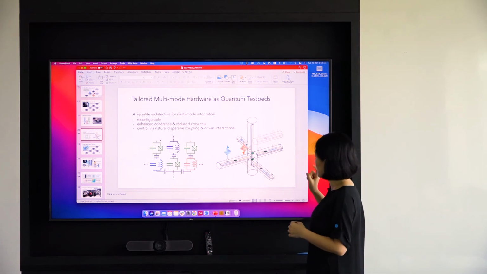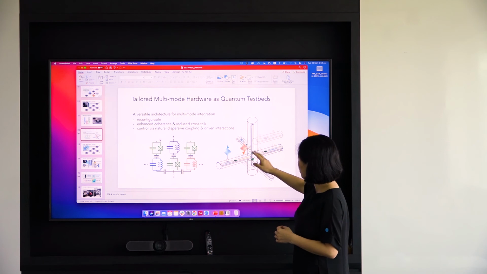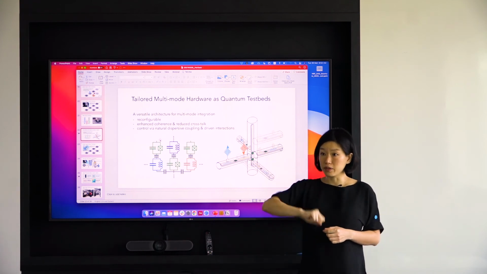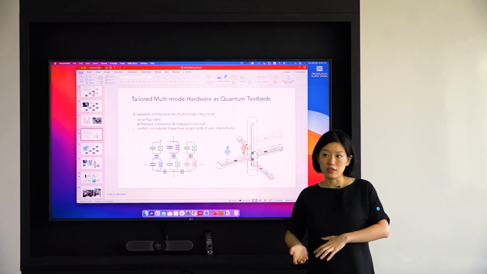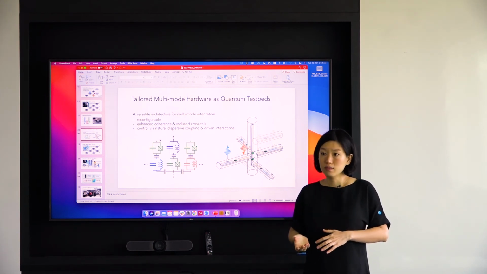The good thing with these is that basically all of the couplings are programmable, so they're not built into the hardware, they're driven by microwave, so we can sort of play on the outside without changing the hardware itself. And each one will sit in the same chip, basically.